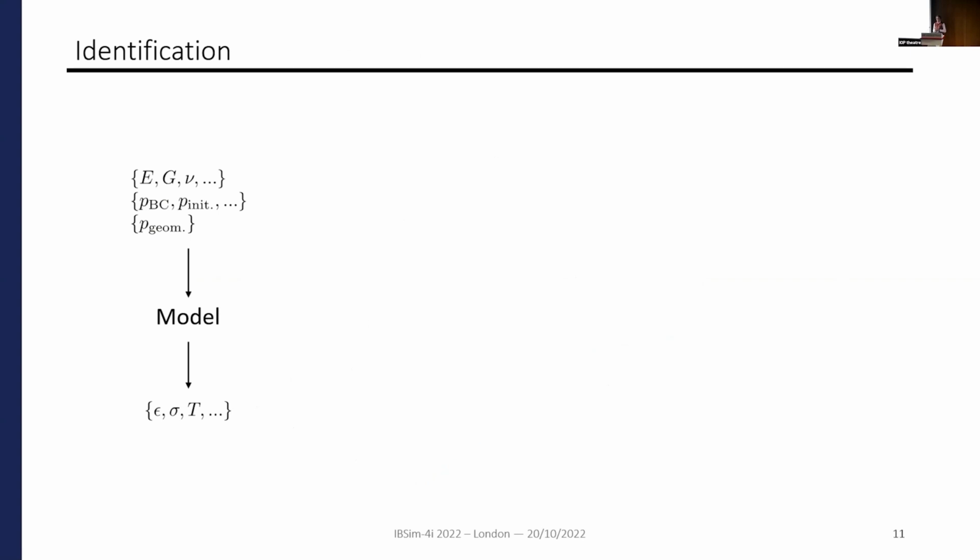So here is just a general recall about identification. If we consider that a model is a kind of function to which you give a set of parameters, such as constitutive parameters, parameters linked to boundary conditions, initial conditions, parameters also linked to the geometry of the sample, it will give you some physical fields, typically strain, stress, temperature, etc. And the identification is the inverse problem, consisting in knowing the model and some measured physical fields, to find the best set of parameters that give us those information.